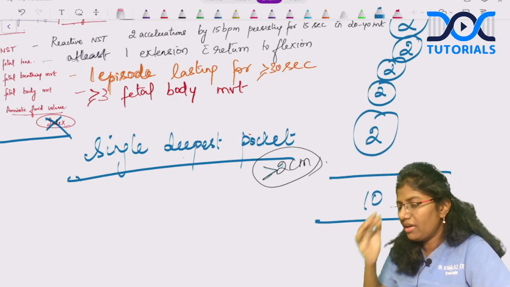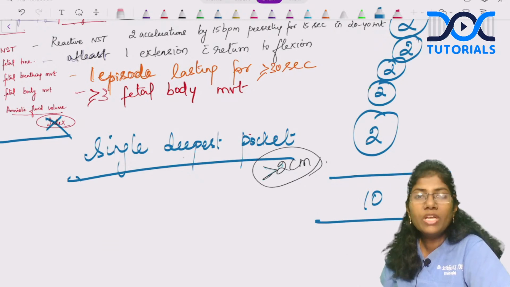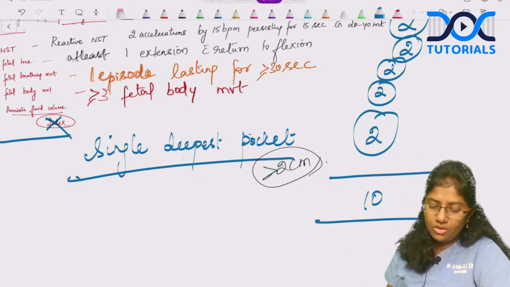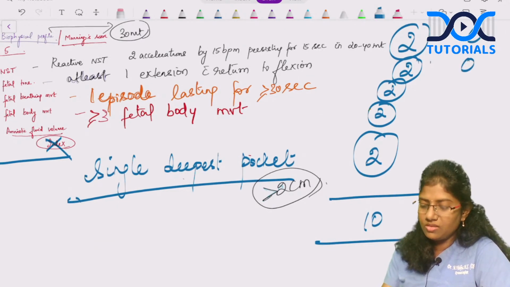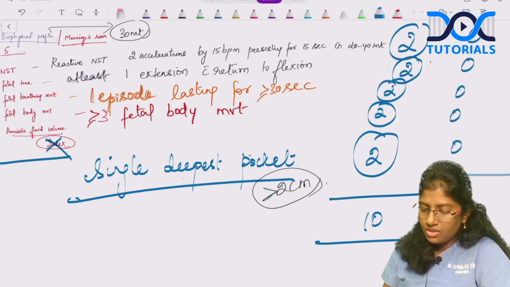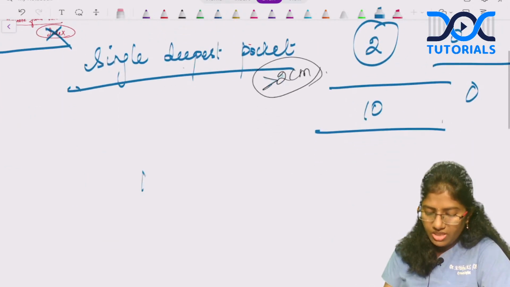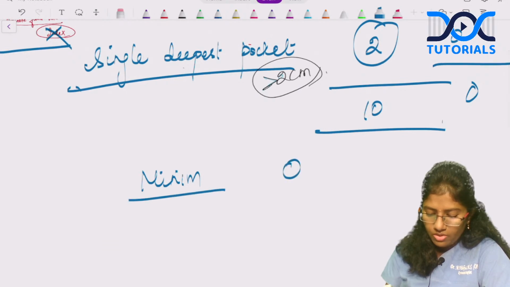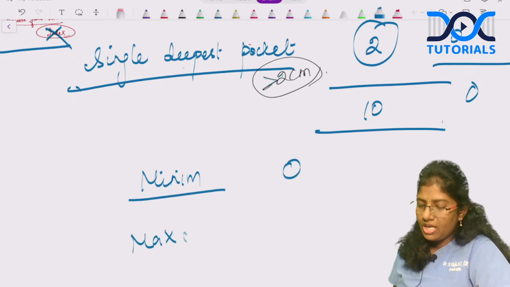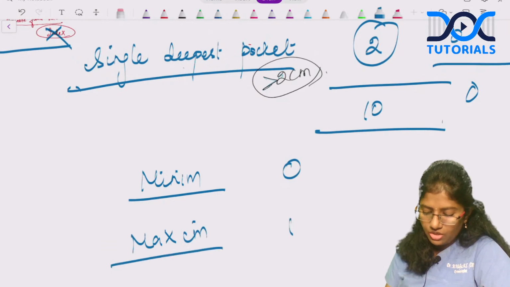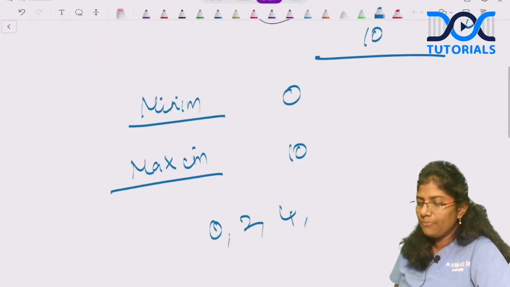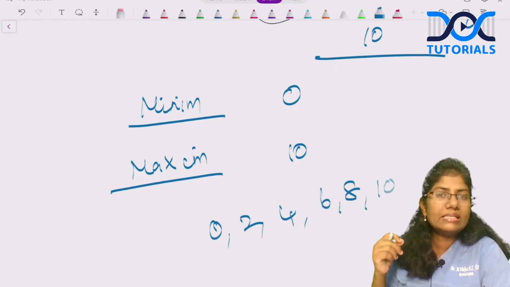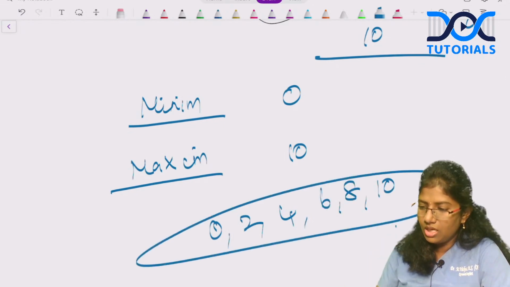Now tell me, can the score be in odd numbers? The score can either be 2 or 0. So the minimum score will be 0 and the maximum score will be 10. The possible scores are 0, 2, 4, 6, 8 and 10.